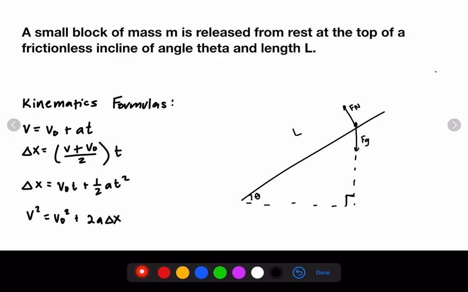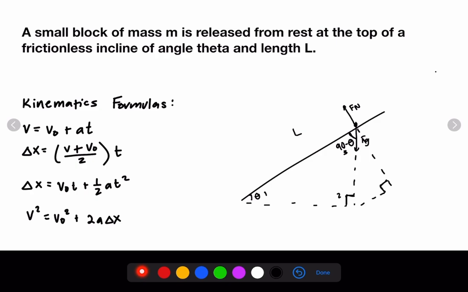Since this is a right triangle, we know that this angle right here is going to be 90 minus theta, just because all three of those angles need to add up to 180. The second triangle we're going to draw is like this.